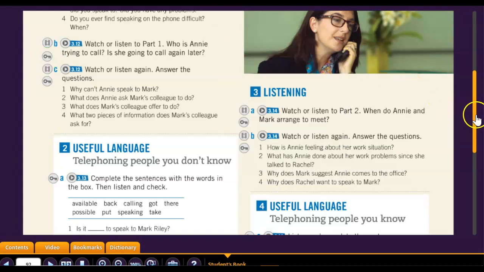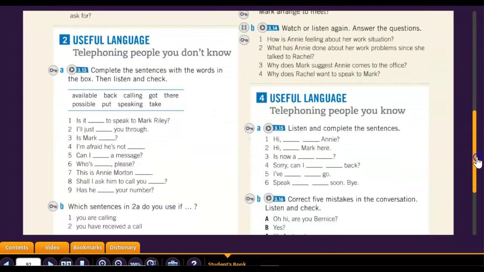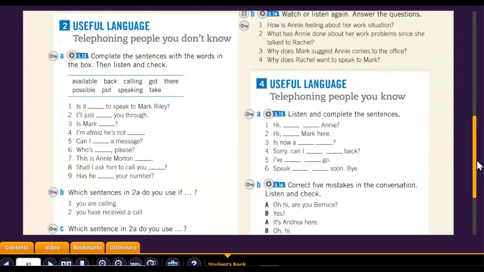And later we will go directly to the part of useful language. This is the part where we are going to take out the phrases. Very, very important. Pay attention to this because you need to take notes in order to use this in the Cambridge Forum. So in this part, I will put the listening so you can take notes. What is the missing word here? Okay, take notes in your notebooks.